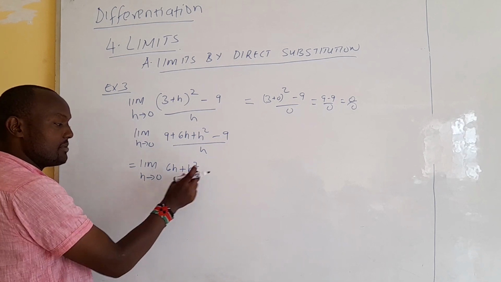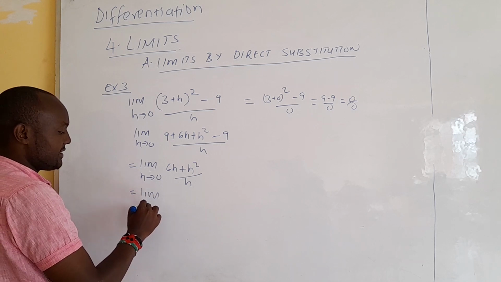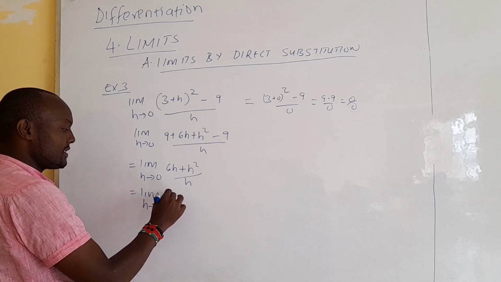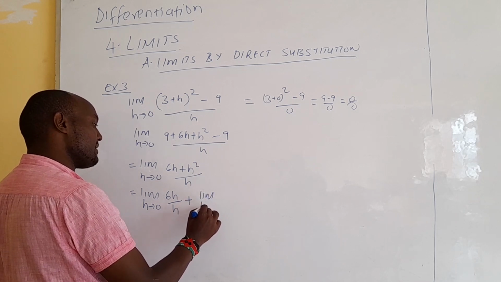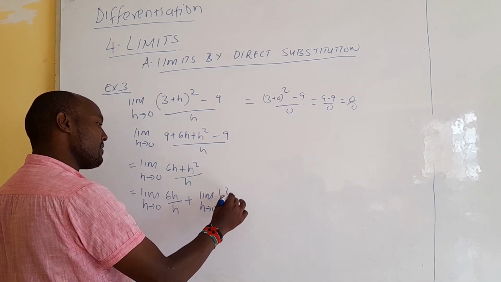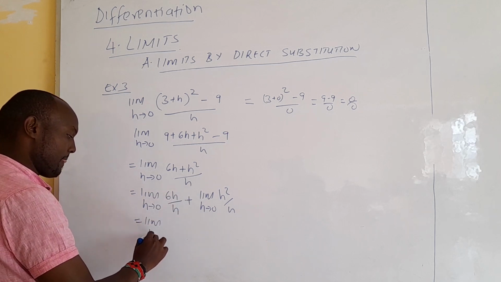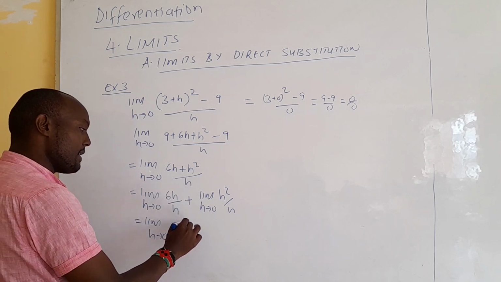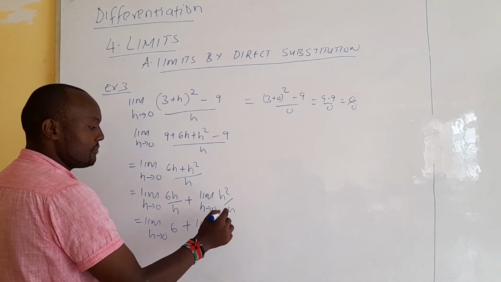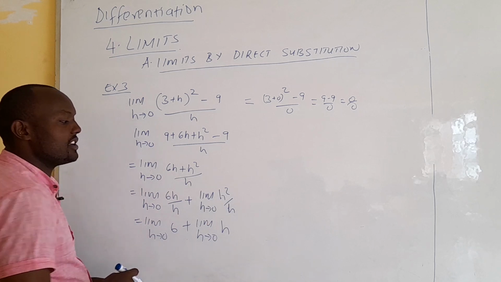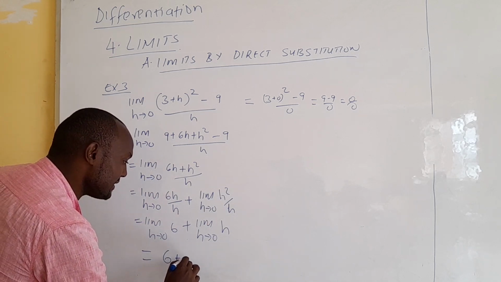In this case, I can solve independently. So you have the limit as h approaches 0 of 6h all over h, plus the limit as h approaches 0 of h squared over h. This one you get is 6, plus the limit as h approaches 0 of h, because one h and the other one will cancel out. So this will be 6 plus 0.